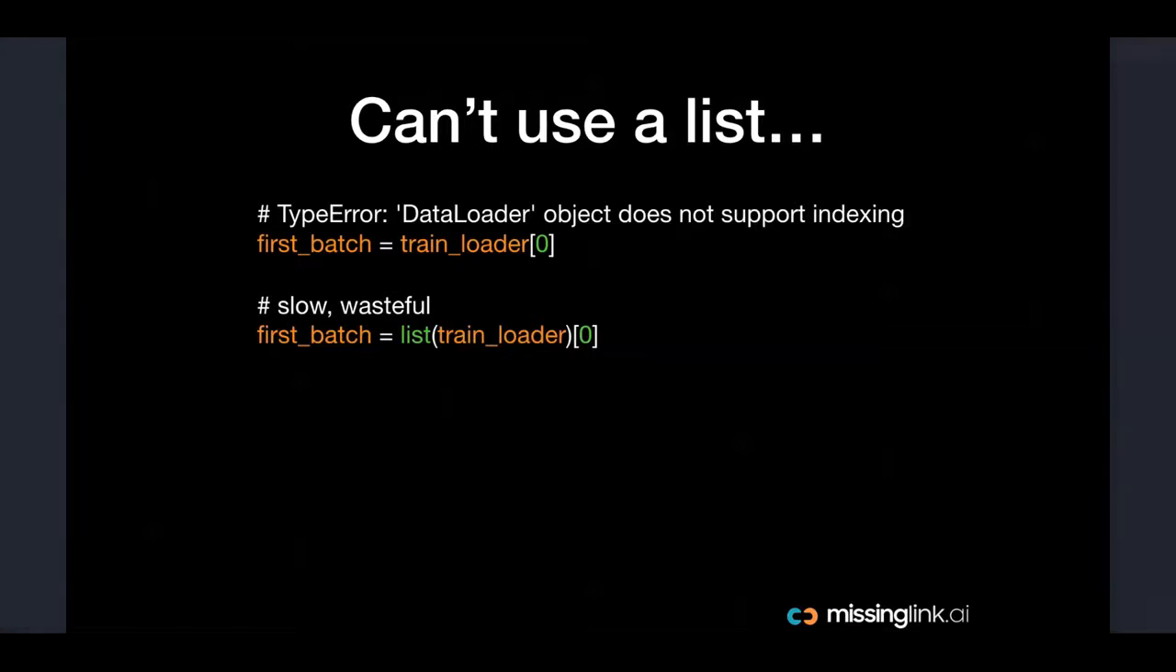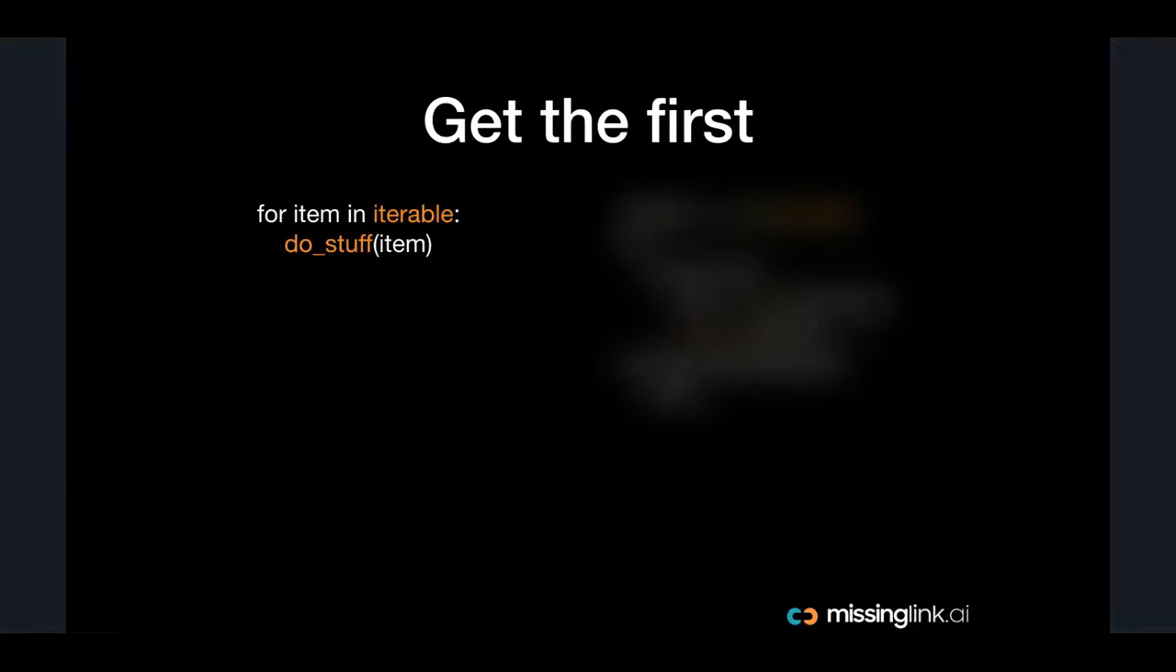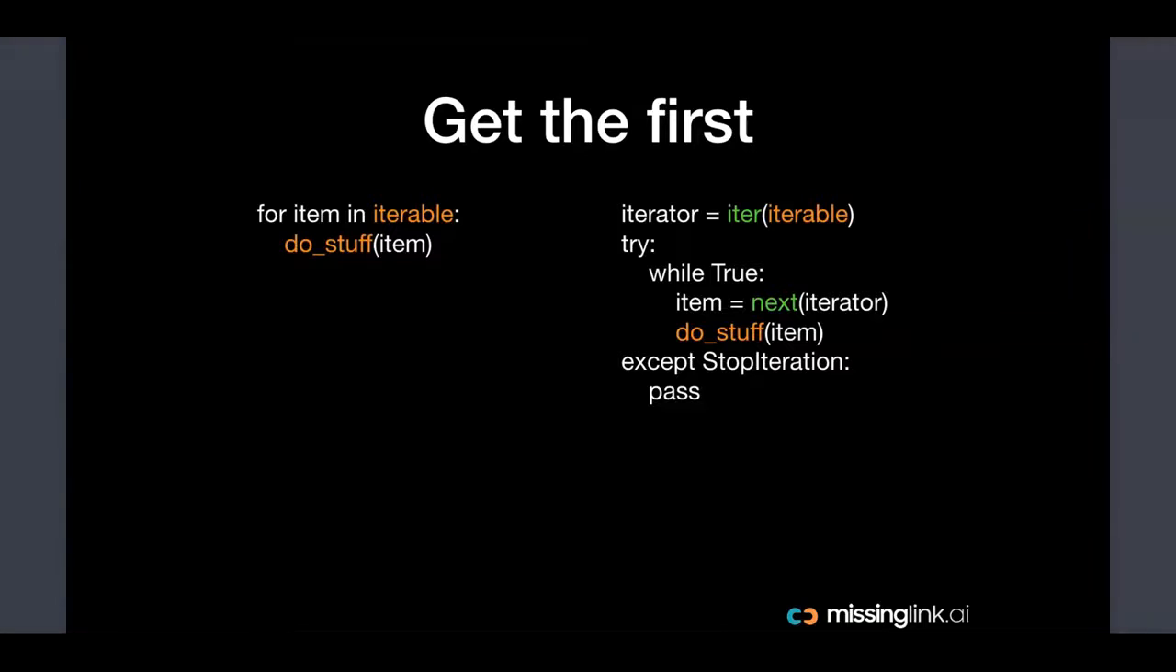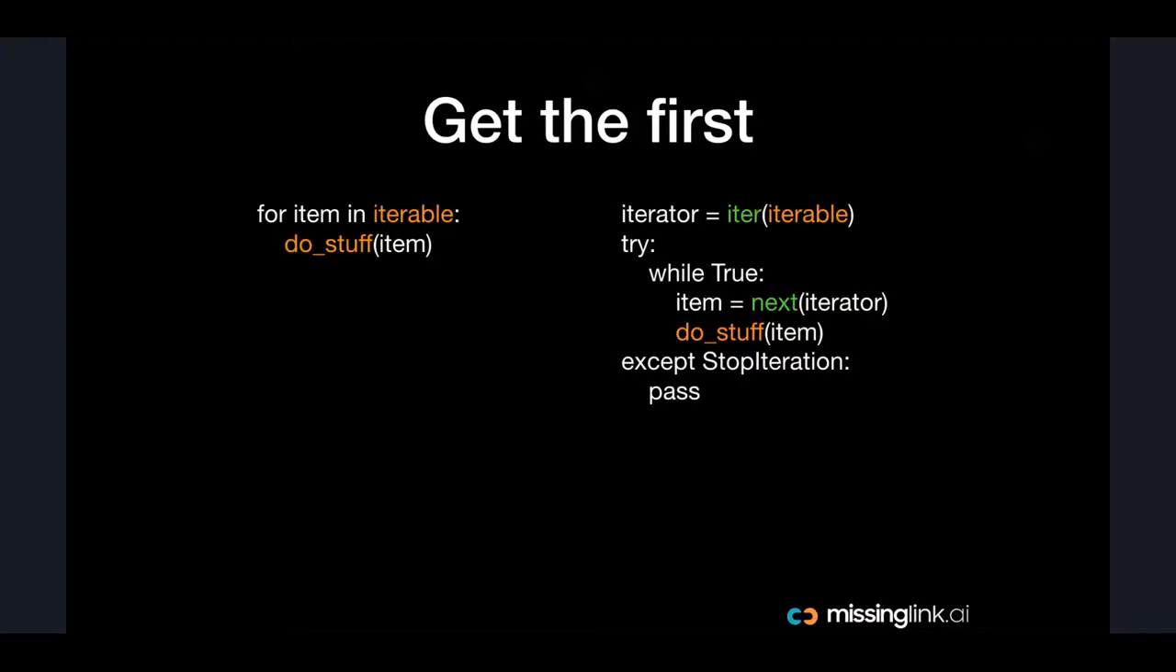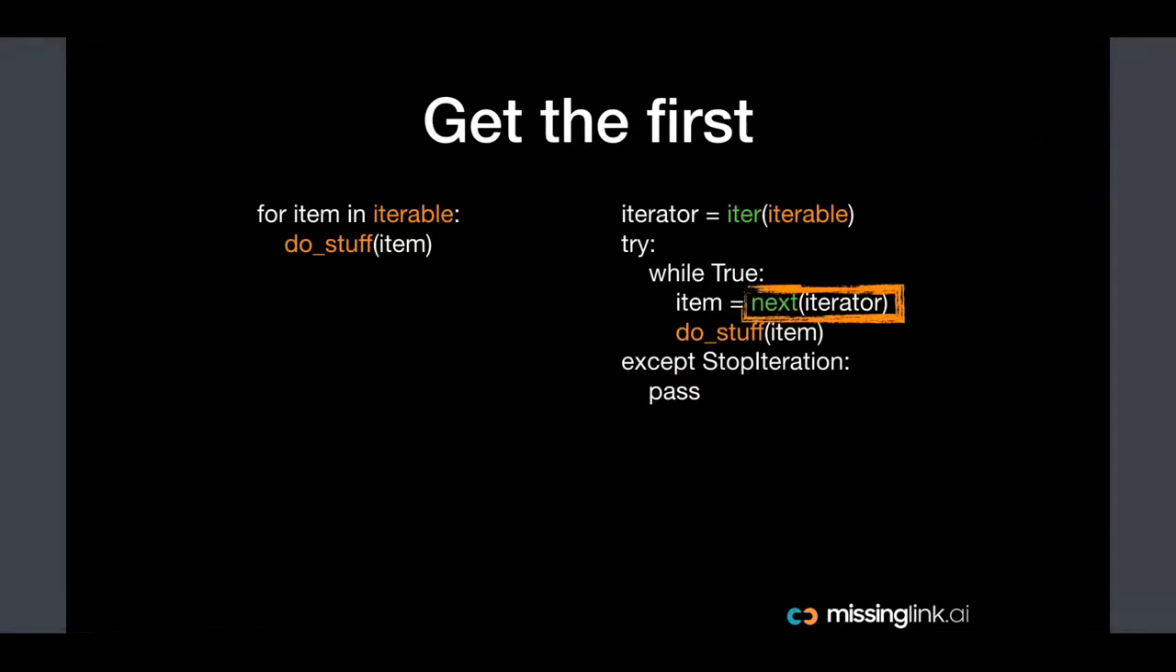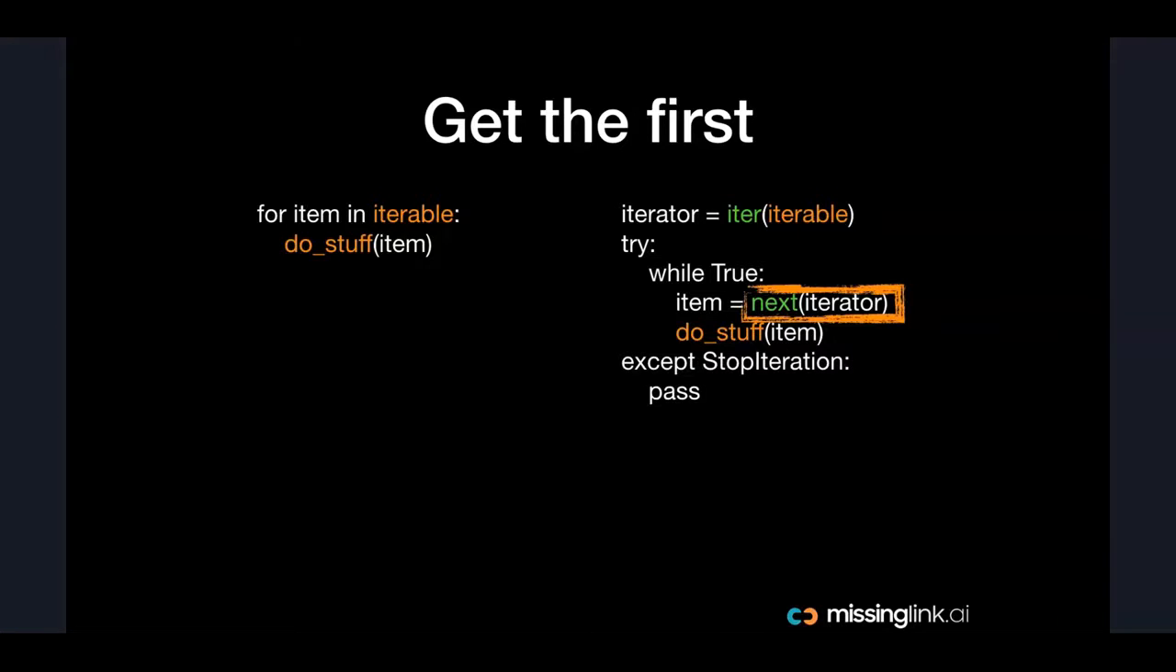So your next best instinct might be to try to convert it to a list, because the list does support indexing. But that means you're going to evaluate the entire data set, which is going to burn your time and memory. So what else can we do? Well, in Python, a for loop like this, for item in iterable, and then do stuff with it, is pretty much the exact same thing as what you see on the right. Calling the iter function to create an iterator, and then calling next multiple times on that iterator until we're done, when a StopIteration is raised. So in that loop, we'll just call next, next, next.